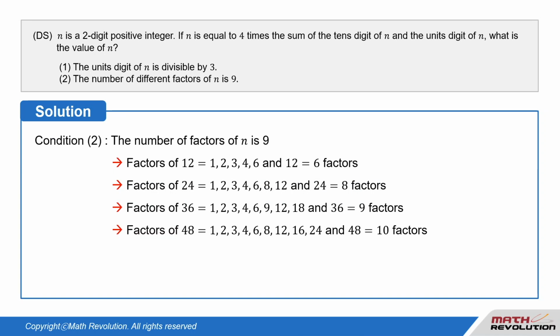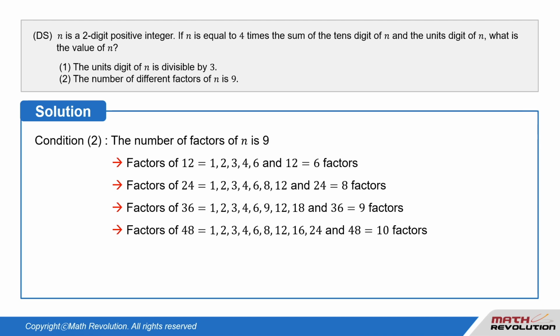Condition 2 tells us that the number of factors of n is 9. Factors of 12 are 1, 2, 3, 4, 6, and 12, which equals 6 factors. Factors of 24 are 1, 2, 3, 4, 6, 8, 12, and 24, equals 8 factors. Factors of 36 are 1, 2, 3, 4, 6, 9, 12, 18, and 36, which equals 9 factors.